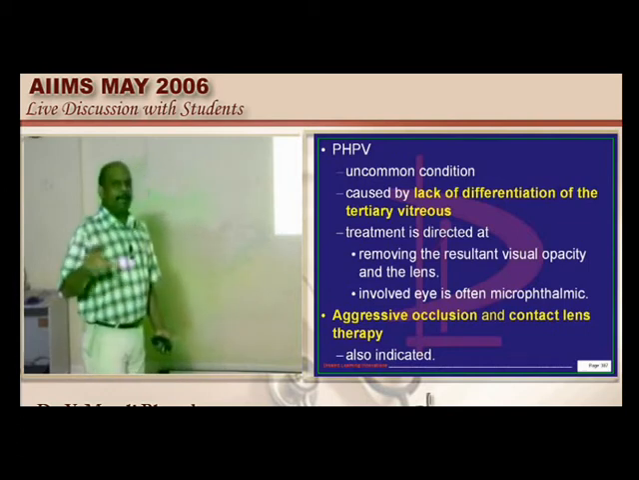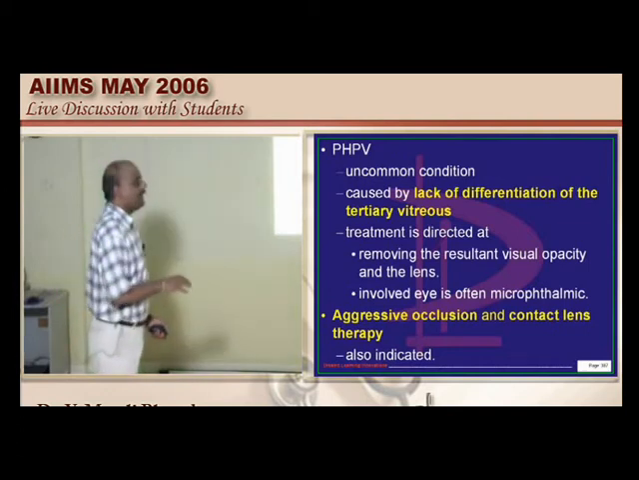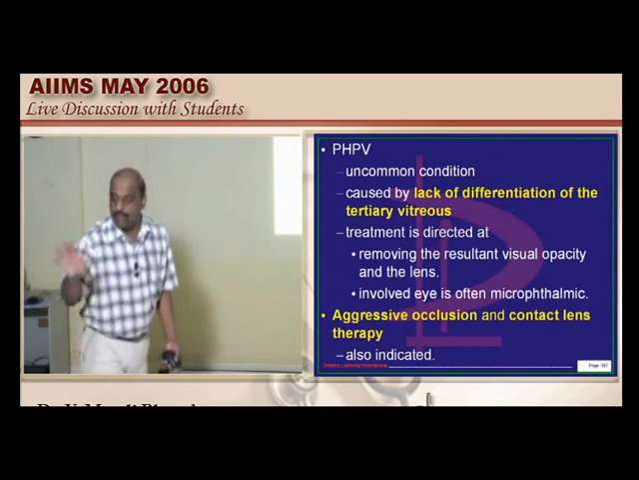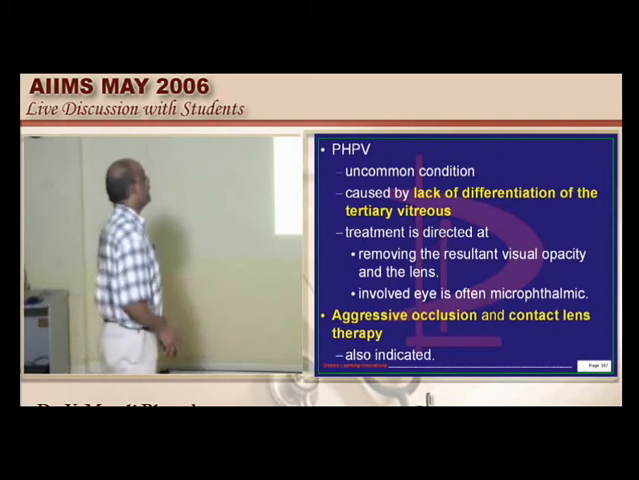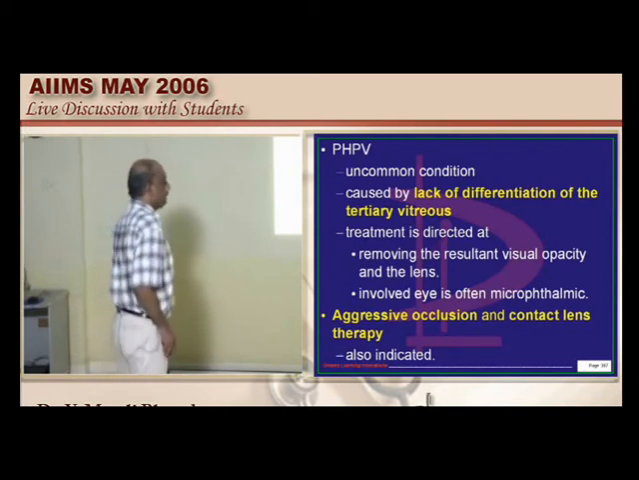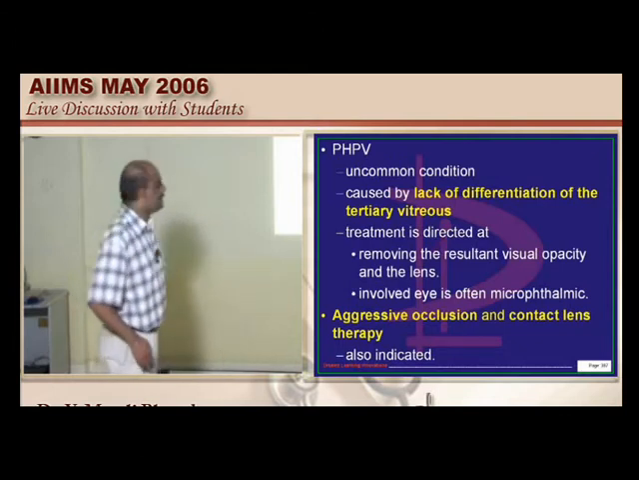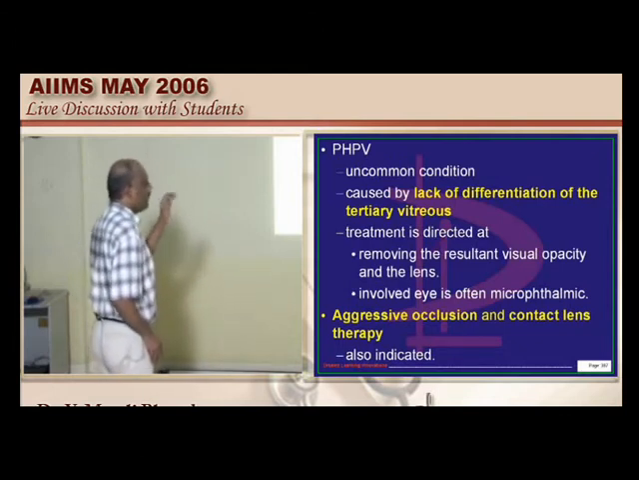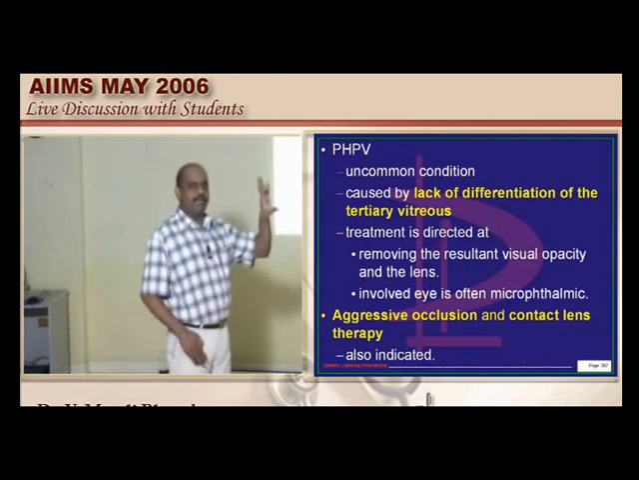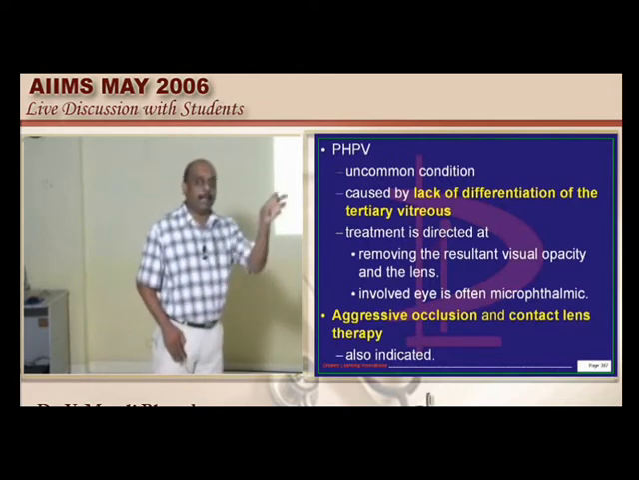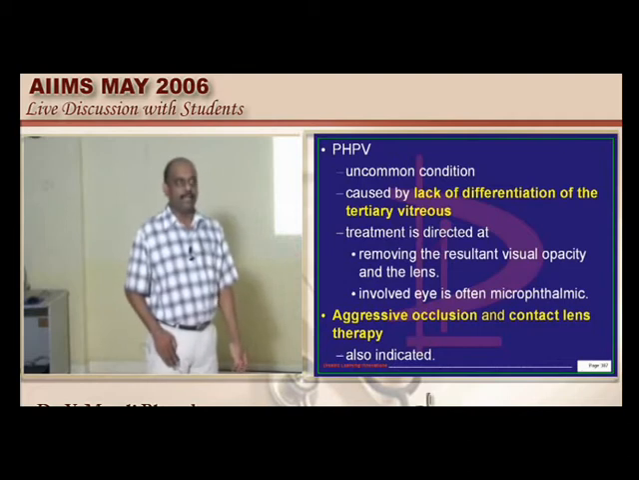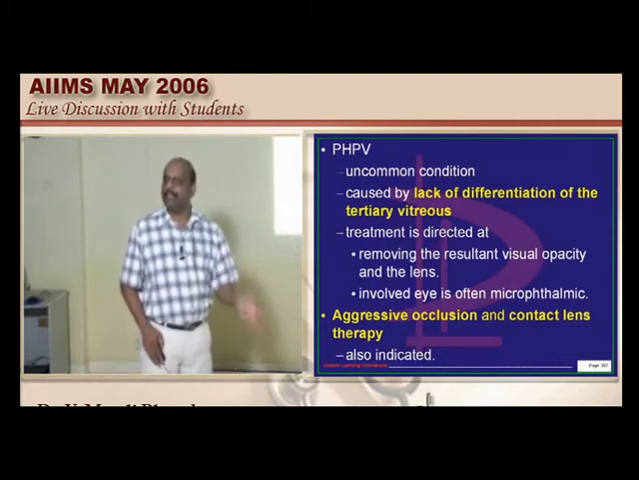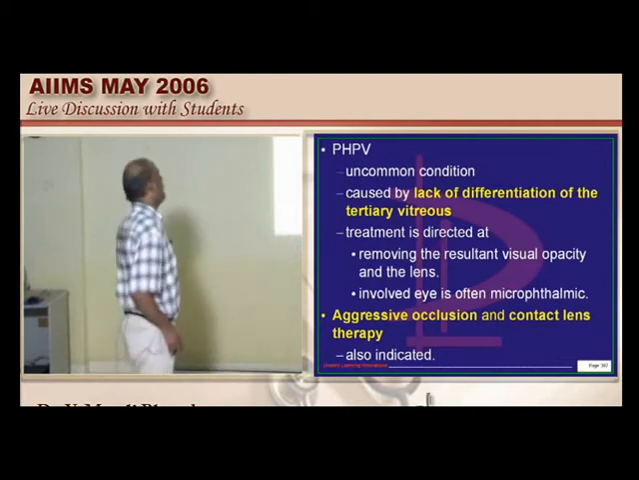So primary hyperplastic vitreous is not a question like cataract or glaucoma where you can bid when negative marking is there. So what is this basically? It is the lack of differentiation of the vitreous, which makes an undifferentiated vitreous persist, called the persistent hyperplastic vitreous. It is primary, that is idiopathic. There is no reason why it will not differentiate.